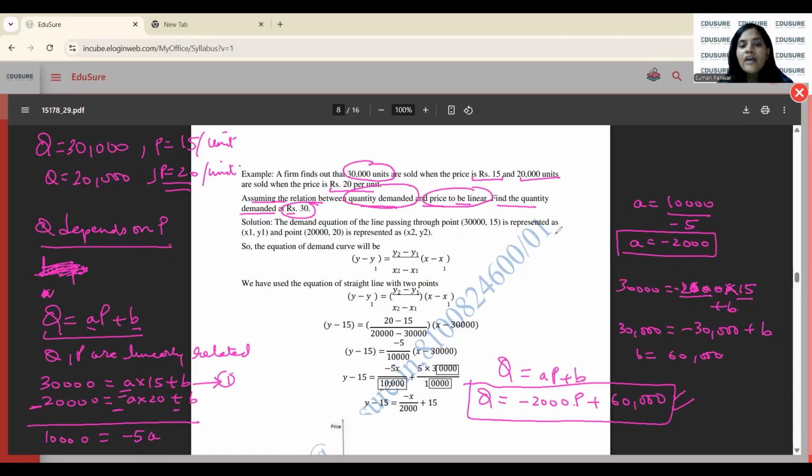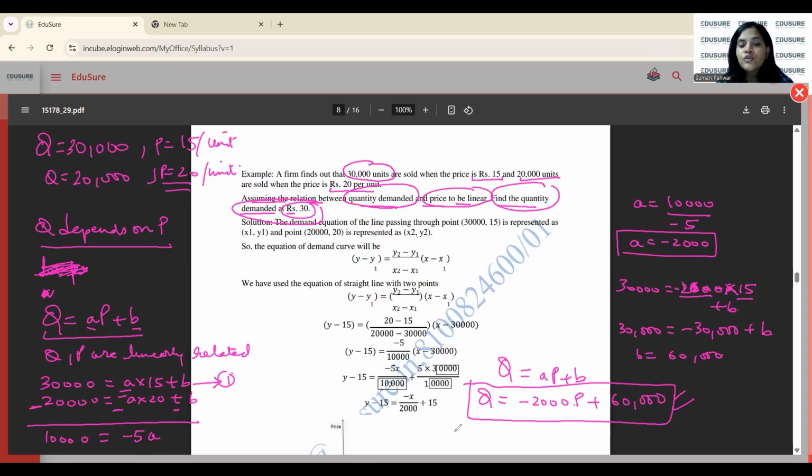All right. Now I want to find out the quantity demanded at rupees 30. So now I know the price is 30. So basically I really want to know what happens if my price is increased to 30. Obviously I want to make profit. So how will I come to know what will be the demand if I increase the price to this? Will there ever be a demand or not? Will people stop buying or continue buying at the same pace or not?